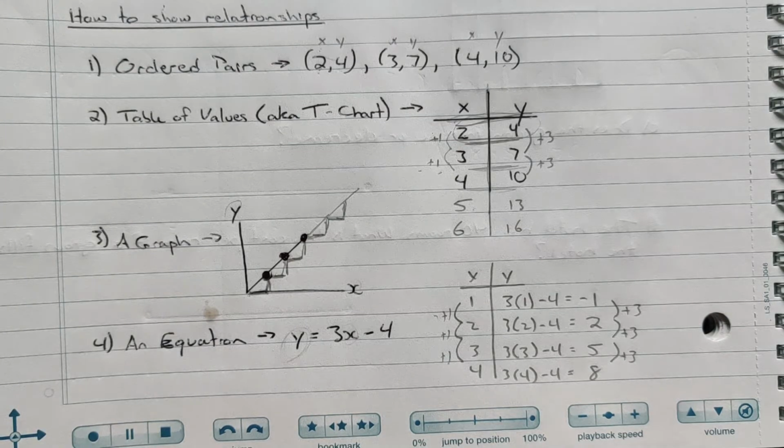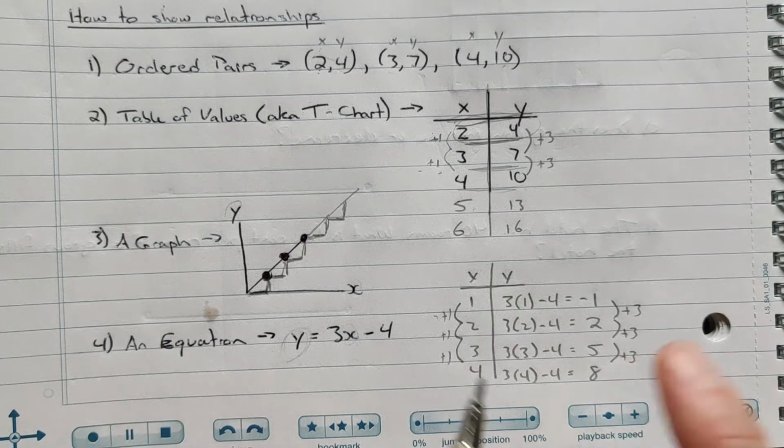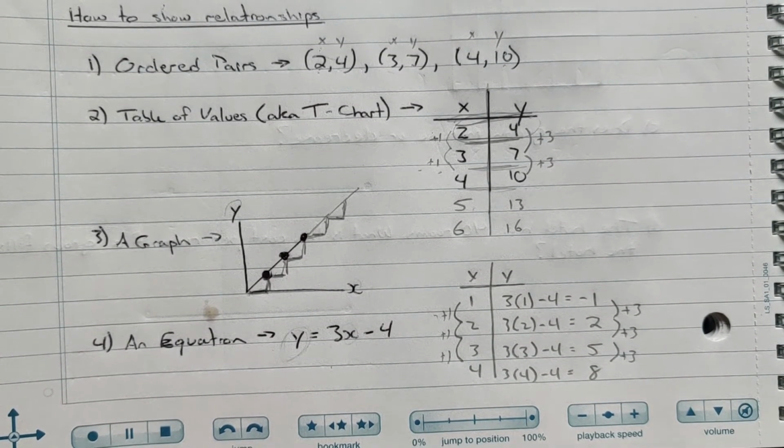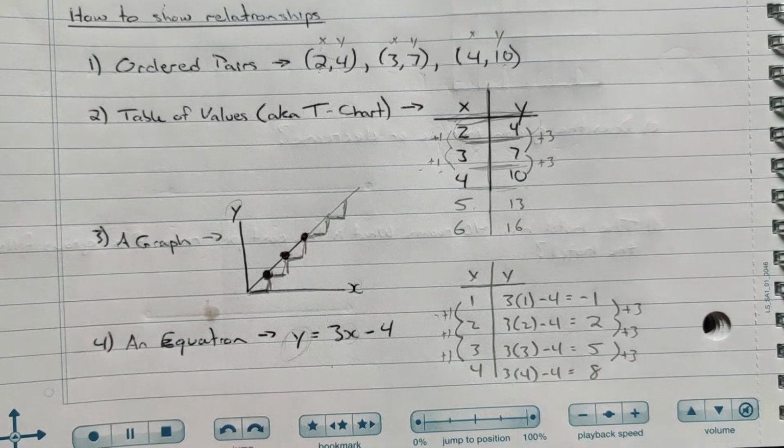Is it always 1 and 3? No, it just happened that I picked these numbers that worked out that they're 1 and 3. But you can take that equation, you can create yourself a t-chart from that equation like that.